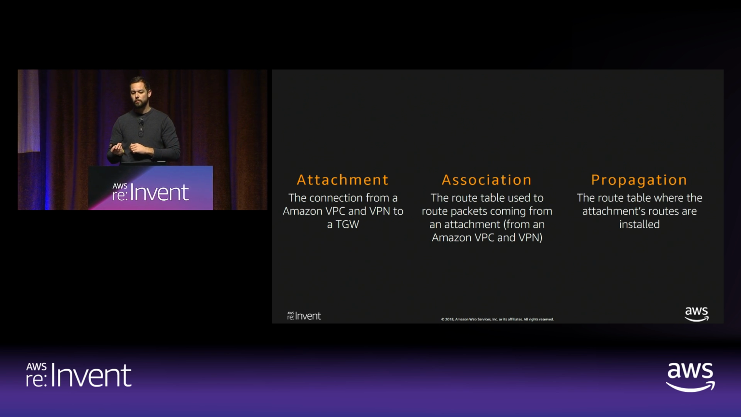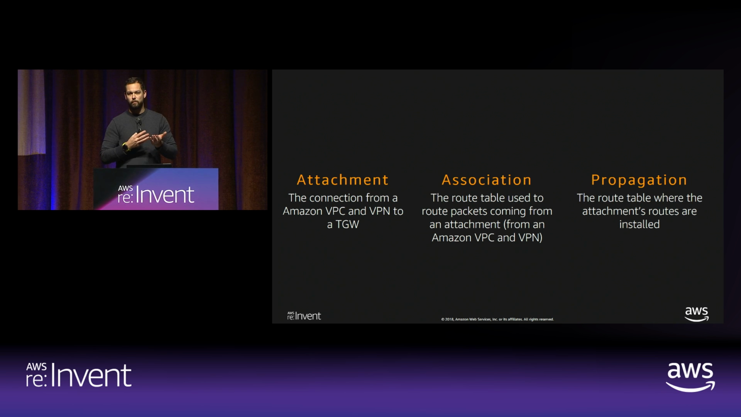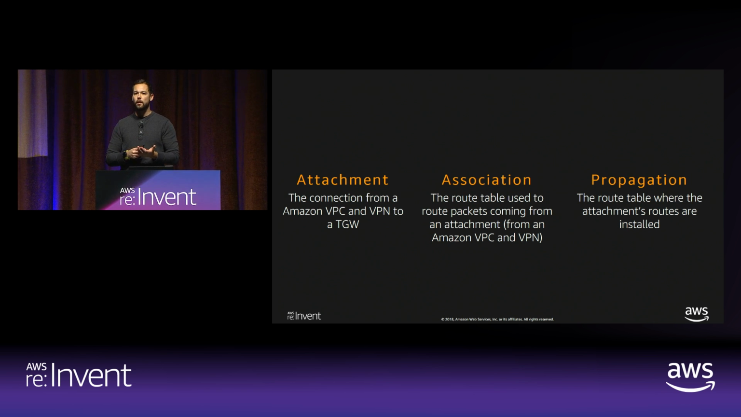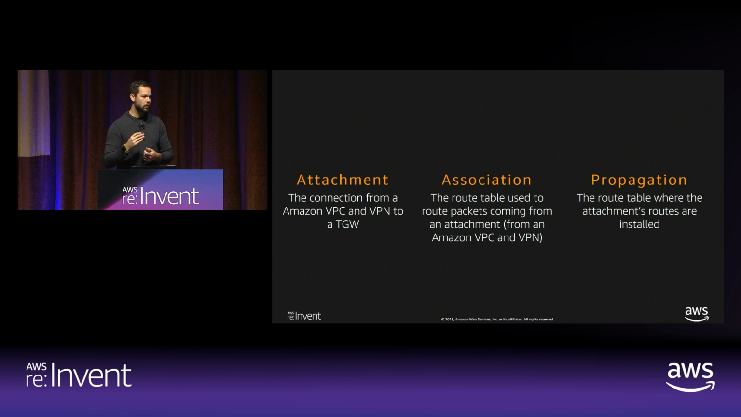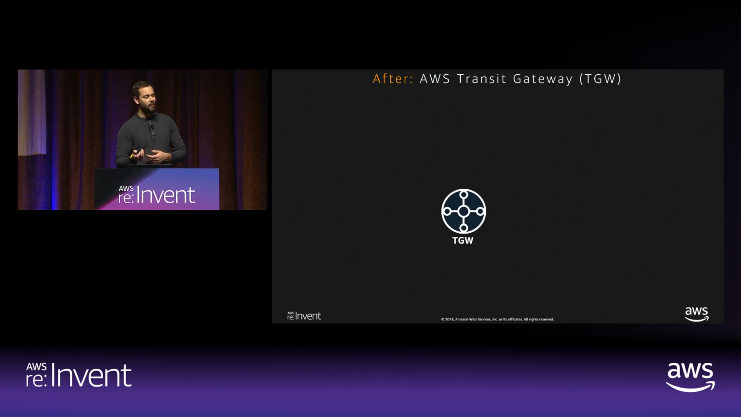A propagation is a route table where the attachment's routes are installed. So if we have an attachment that has a VPC with a CIDR of 10.1/8, and we're advertising that into the TGW, the propagation, if we say have attachments A, B, and C in a route table, we'll install those routes for that attachment. We'll explain it in just a second. I've got a really complicated diagram for you, but we're going to step through it step by step.